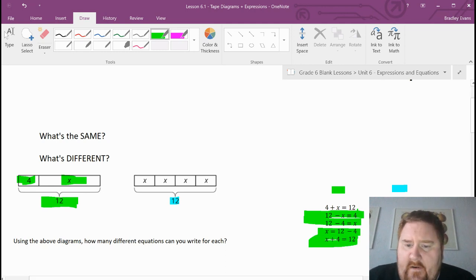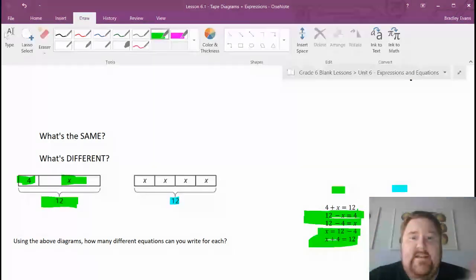What do you notice here? What I see is that the x could be on either side of the equation, or on either side of the equal sign, and that's okay. It doesn't matter which side of the equal sign the x is on, because they both mean the same thing.